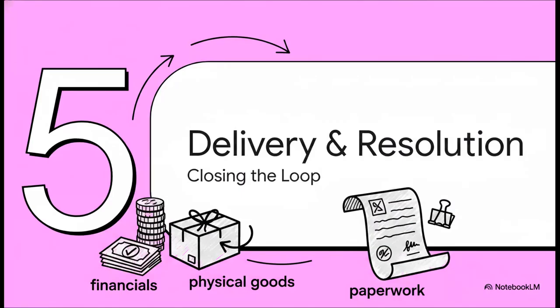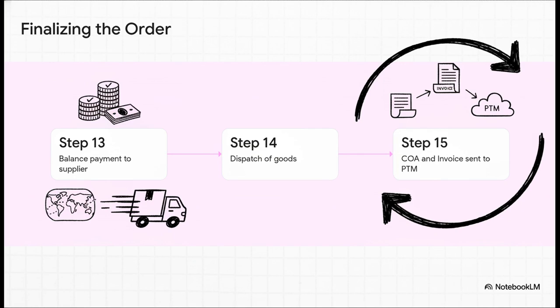Finally, we arrive at Section 5, Delivery and Final Documentation, the resolution. So once the BDE approves those samples, the pace immediately snaps back to lightning fast. Step 13, the final balance payment is made to the supplier within 2 days utilizing a payment list prepared internally. Step 14, the actual physical goods are dispatched by the supplier within another 2 days.